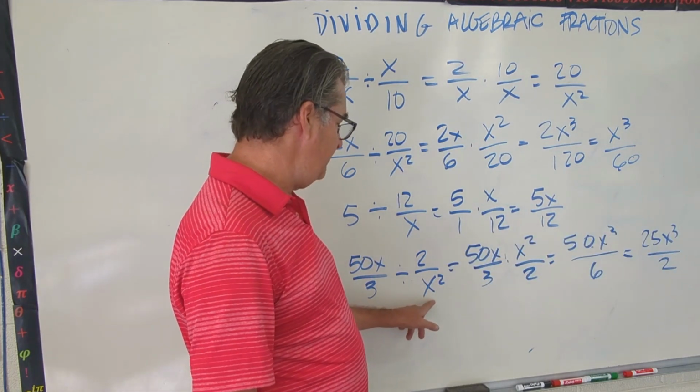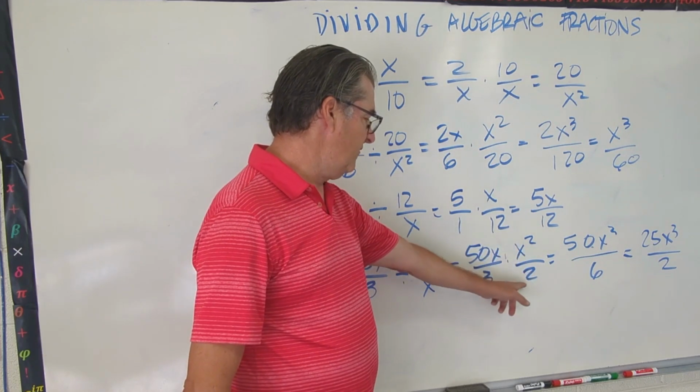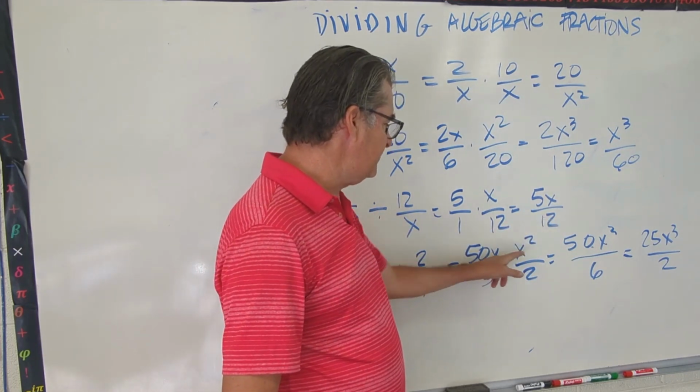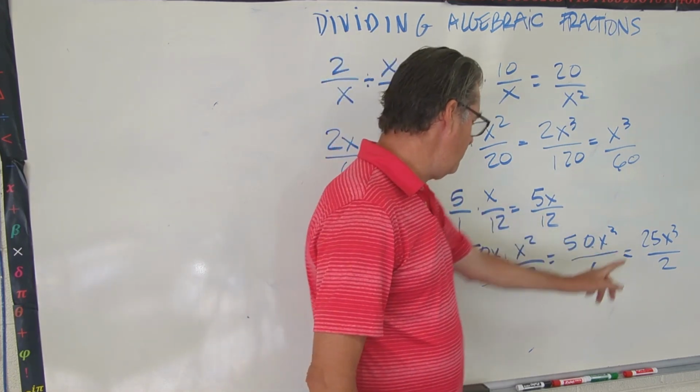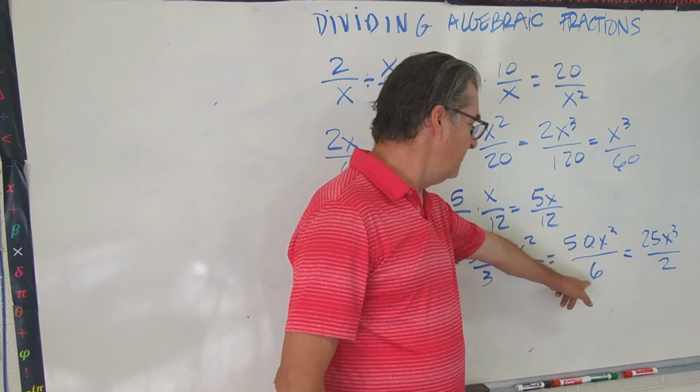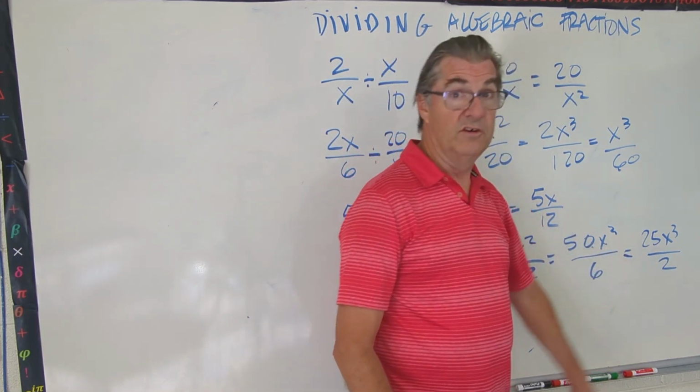Okay, so flip my second fraction. Now it's x squared over 2. I have multiplication there. Multiply straight across. I get 50x times x squared is 50x to the third. And then 3 times 2 is 6. This does reduce down. 50 over 6 is the same as 25 over 2.